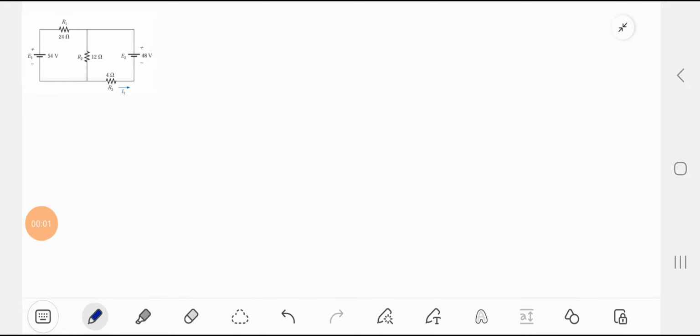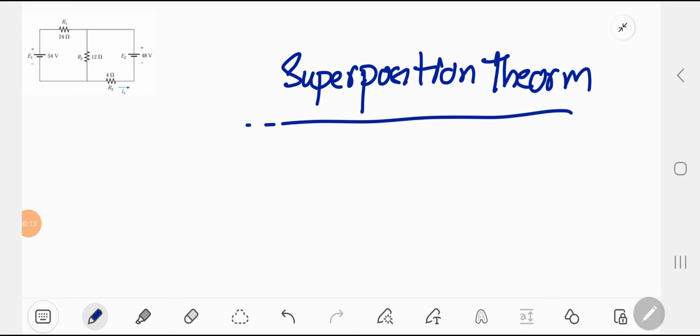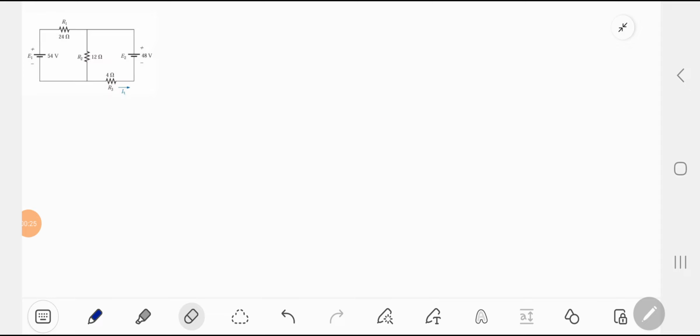Hello guys, today we are going to discuss the superposition theorem, and we are going to apply the superposition theorem and find the I3 current across a resistance R3. So let's start here in this case.